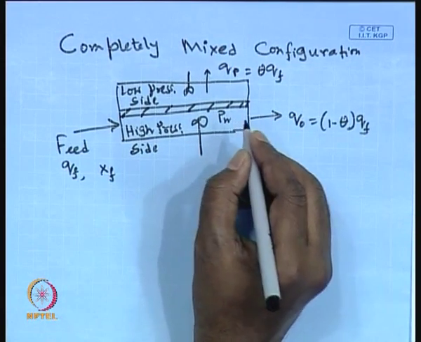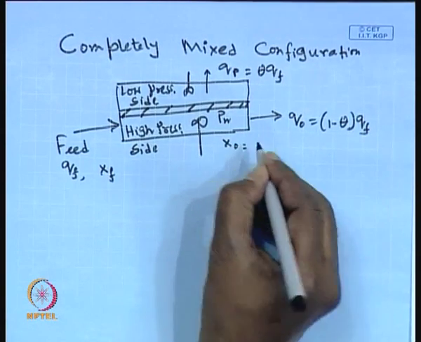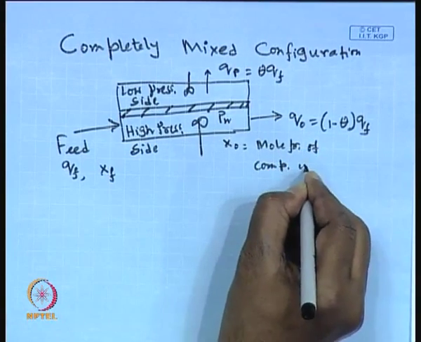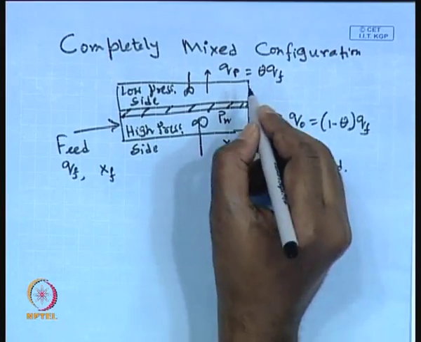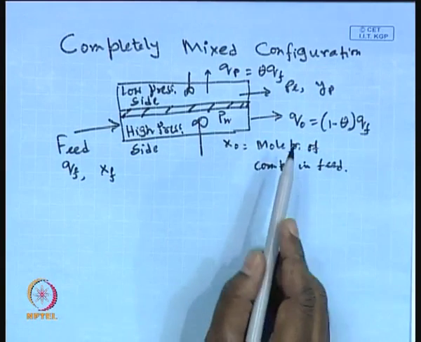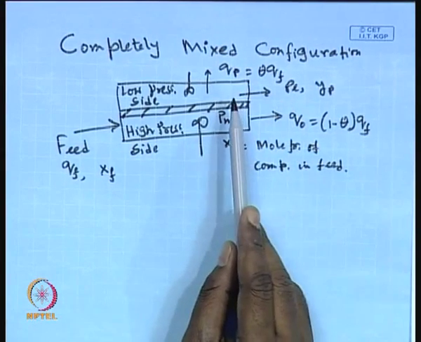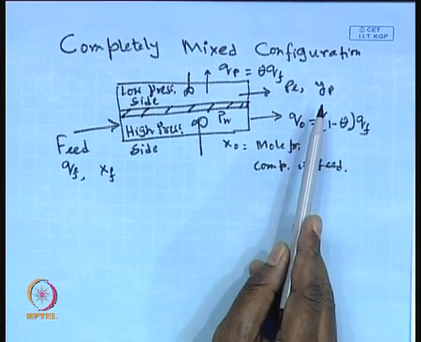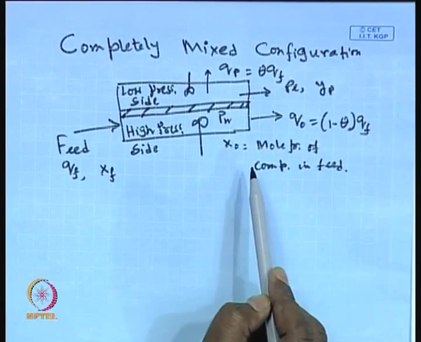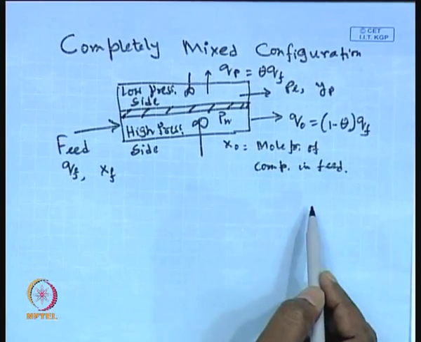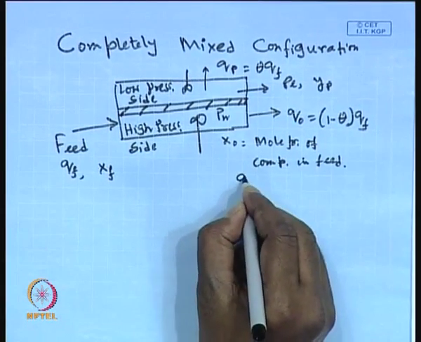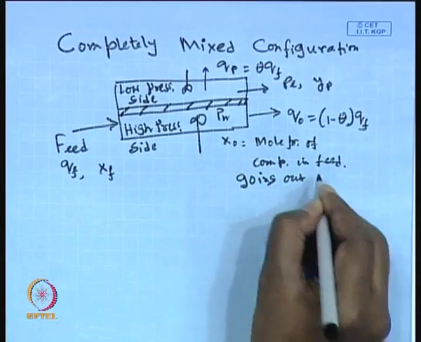So, it is PH, and x naught is the mole fraction of the component in the feed going out of the system. And this is PL, yP. PL is the pressure in the permeate side, the low pressure side, and yP is the mole fraction of the component in the permeate. So, y indicates the permeate stream, x indicates the feed stream.